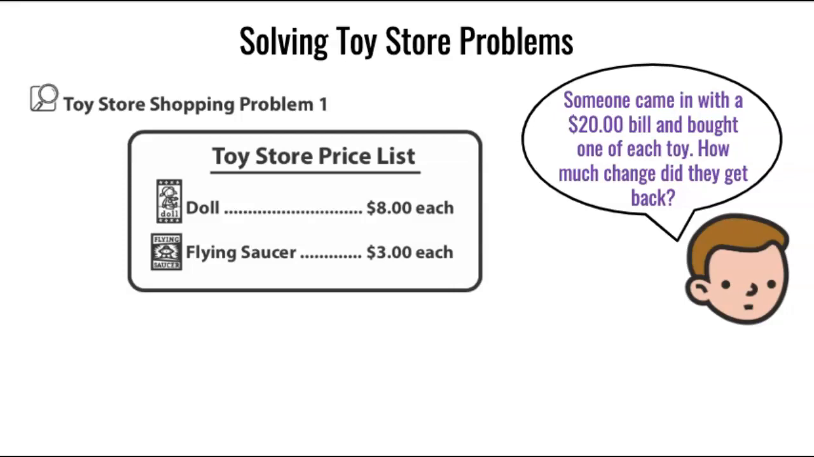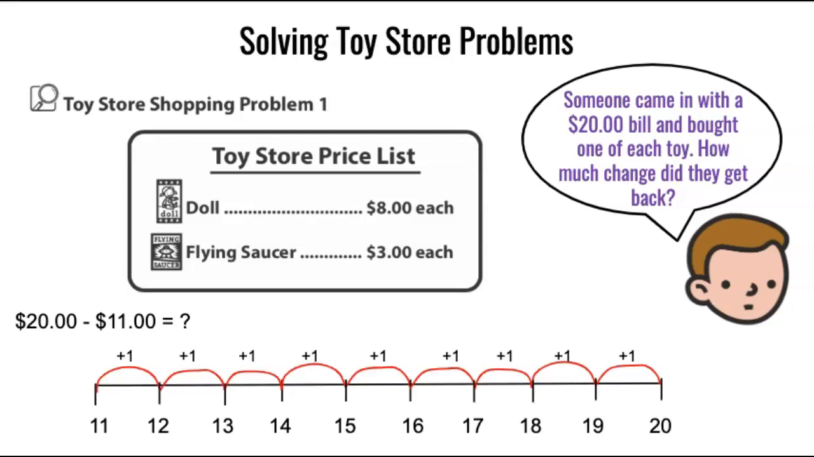This is a 2-part problem. First, we need to know how much it would cost to buy one doll and one flying saucer. We already know that it will cost $11 because that was the first question that we asked. Now we need to know how much money this person would get back if he paid with a $20 bill. So we need to know $20 minus $11.